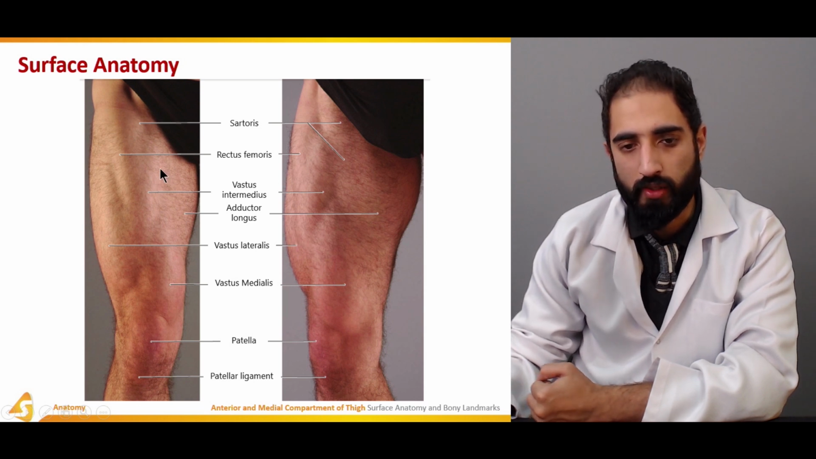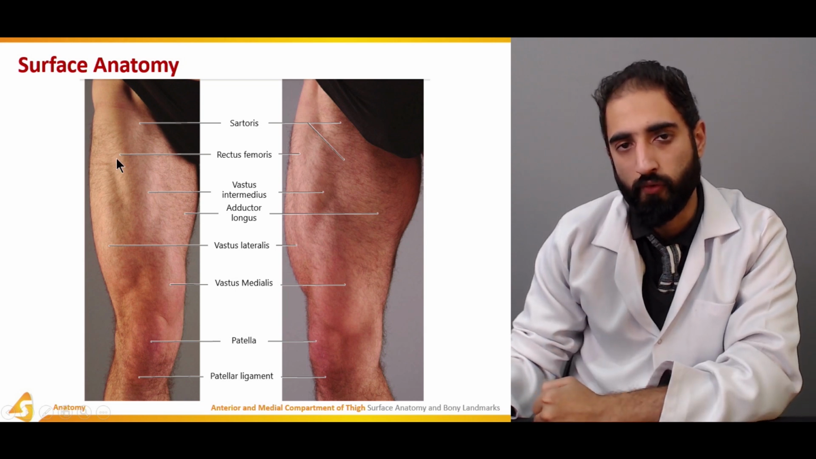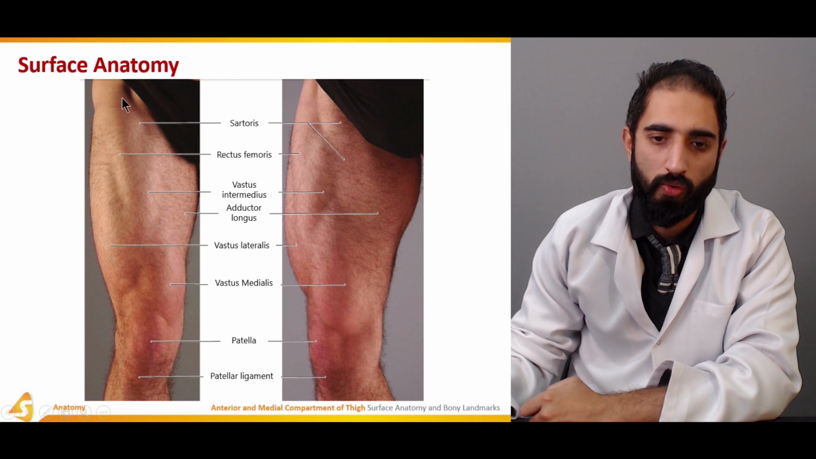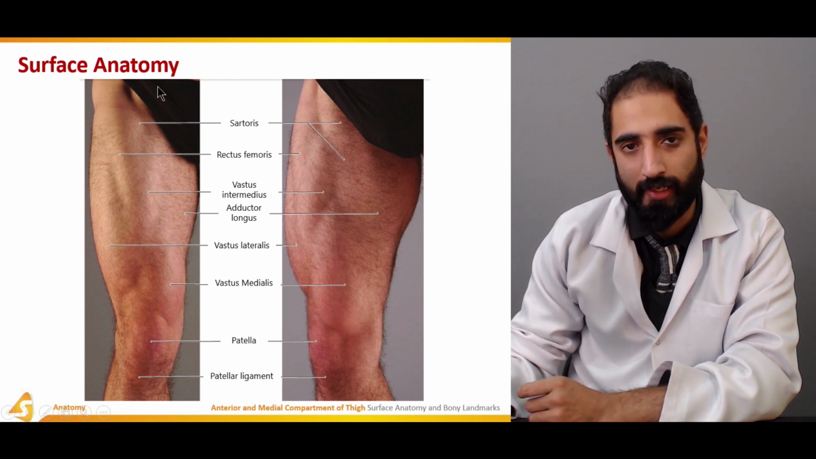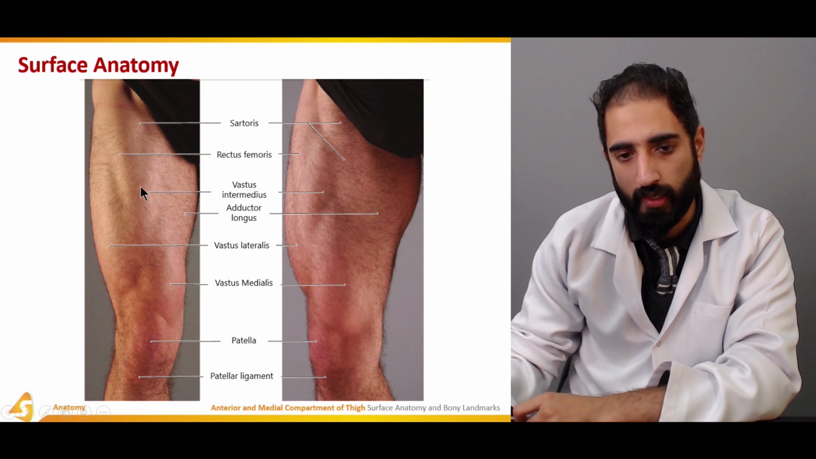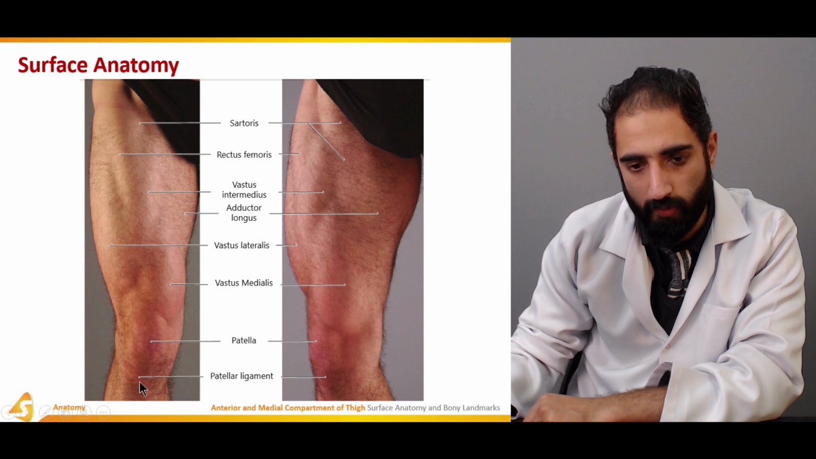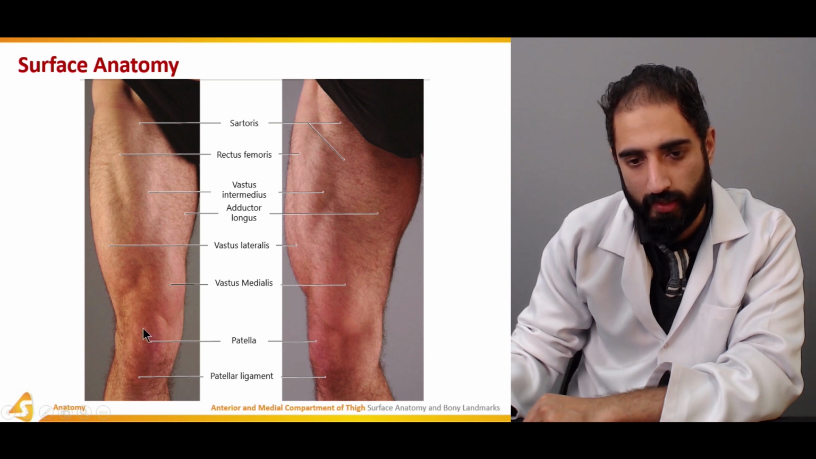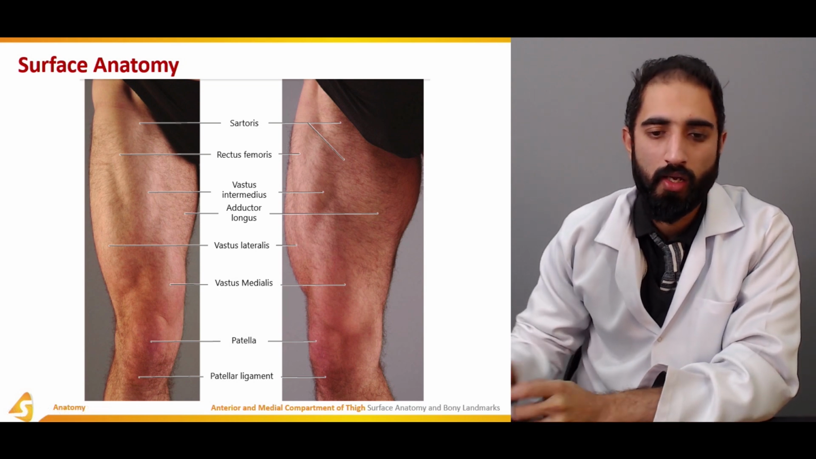Now talking about the rectus femoris, it is the most superficial of the four muscles of the quadriceps femoris. This is the rectus femoris, which arises from the anterior inferior spine and inserts into the tibial tuberosity via the patellar ligament, and it is the primary knee extensor. We can also see the patellar ligament just beneath the patella here. The patella is this bone, a sesamoid bone, which is present just above the distal aspect of the femur.